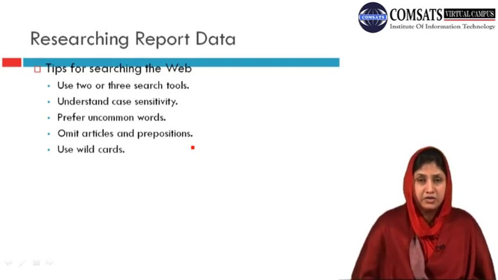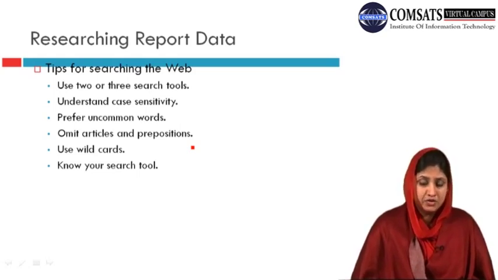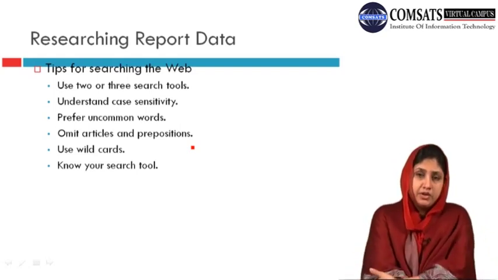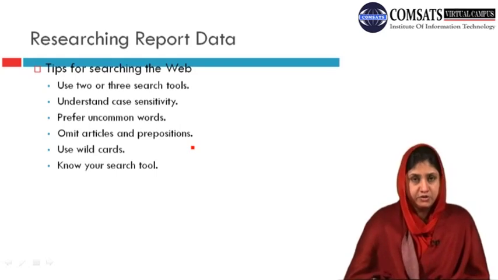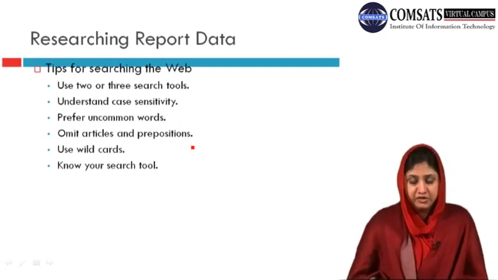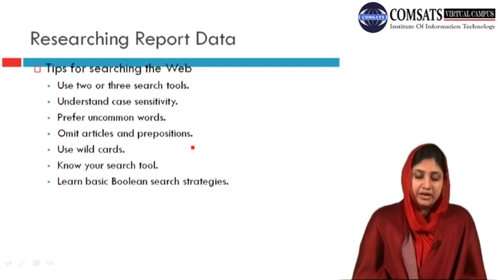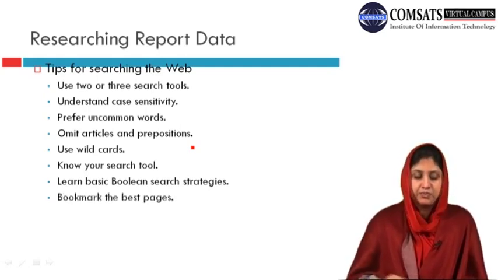Use wildcards. On the internet you have a wildcards option available, and you can use it. Know your research tools, and it is always better to be friendly with the research tool you are using for your search. Only if you are comfortable with your research tools will you be able to search in all the possible directions that you want to. Learn basic Boolean search strategies. You need to learn basic Boolean search strategies when you start using the internet for your secondary research.